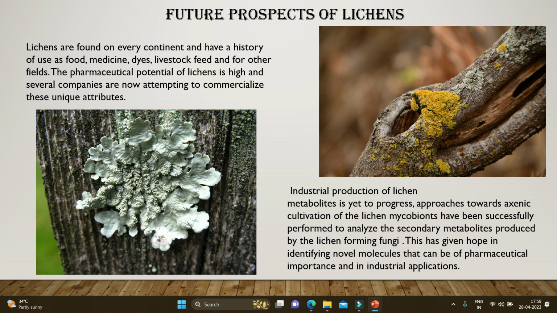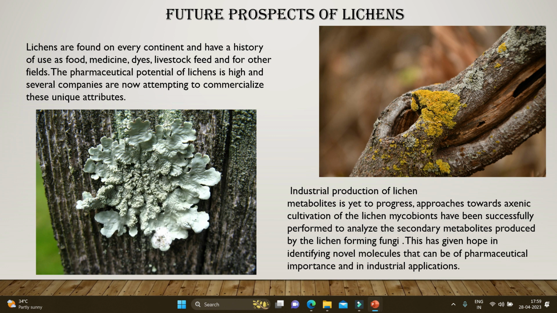The pharmaceutical potential of lichen is high, and several companies are now attempting to commercialize these unique attributes. Industrial production of lichen metabolites is yet to progress, because approaches are there towards axenic cultivation. Axenic cultivation here means growing a specific species of an organism under controlled conditions, like aseptic conditions, or in an environment which is free from any kind of contamination.